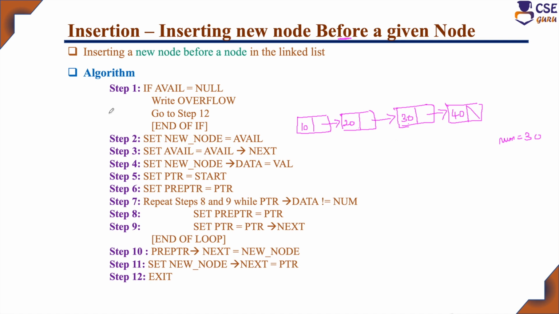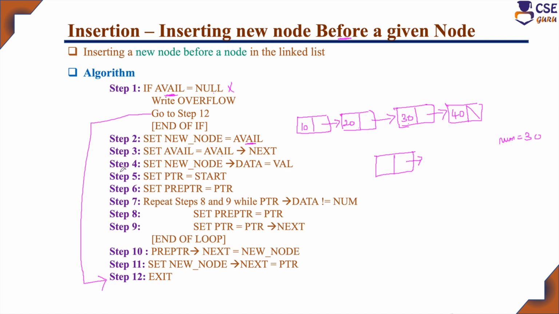Okay. So here the algorithm. Step 1, if available memory is null, in the sense write overflow, go to step 12 and exit. Memory is not available to store the new node. Suppose if this condition is false, in the sense memory is available, that is the meaning. New node, make the available memory space, new node, okay, and new avail is equal to avail of next pointer. That is, for the new node, for both data as well as the next pointer, you have to allocate memory.